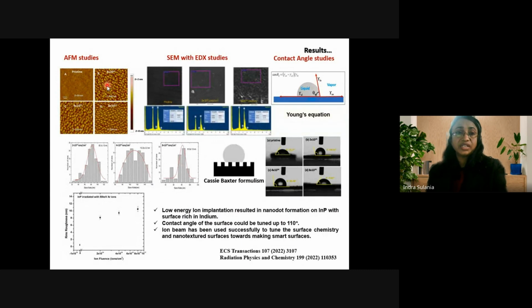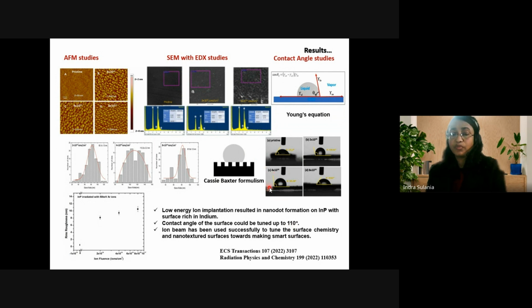And as we irradiated with 2×10^16 ions, some dot formation started appearing on the surface. As we increased the fluence, these dots got narrower in size distribution. When we did the SEM measurement with EDX, we saw that at first the ratio of indium to phosphorus was 1:1. But as we irradiated with the ion beam, phosphorus, being the lighter element, got preferentially sputtered, and the surface became indium rich. Then we calculated the contact angle of these surfaces because we have nice dots here. We were able to tune the contact angle of the surface up to 110 degrees.